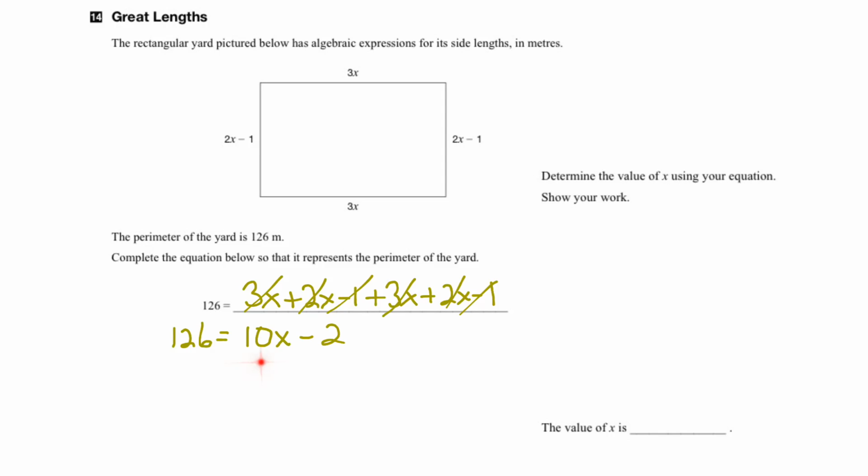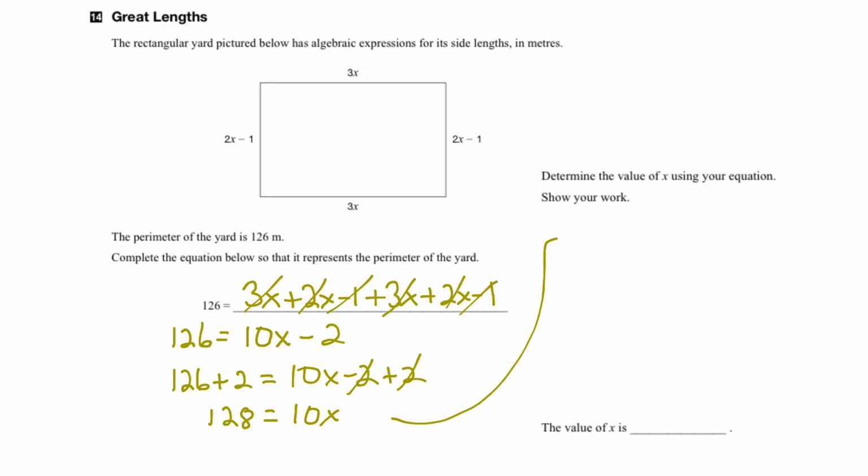Now what we have to do is isolate the x term. So to do that, I'm going to add 2 to both sides to get rid of the negative 2. So we get 126 plus 2 equals 10x minus 2 plus 2. And here the 2's cancel, leaving me with 128 equals 10x. Let's move that up here to finish it off. I'll write it this way, 10x equals 128.